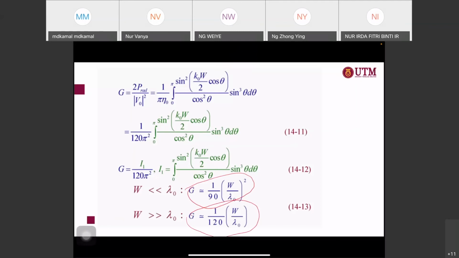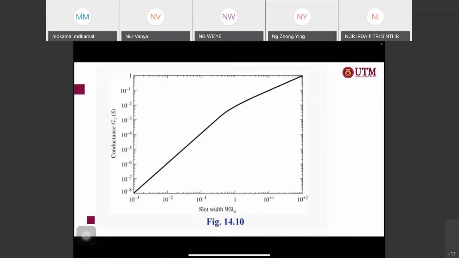So in terms of when W is less than lambda naught, you can use this one. When W is equal to lambda naught or greater than lambda naught, you can use that one. W is the width of the patch, lambda naught is the operating wavelength. This lambda naught is based on there being no dielectric, so that means you are using just the velocity of light.